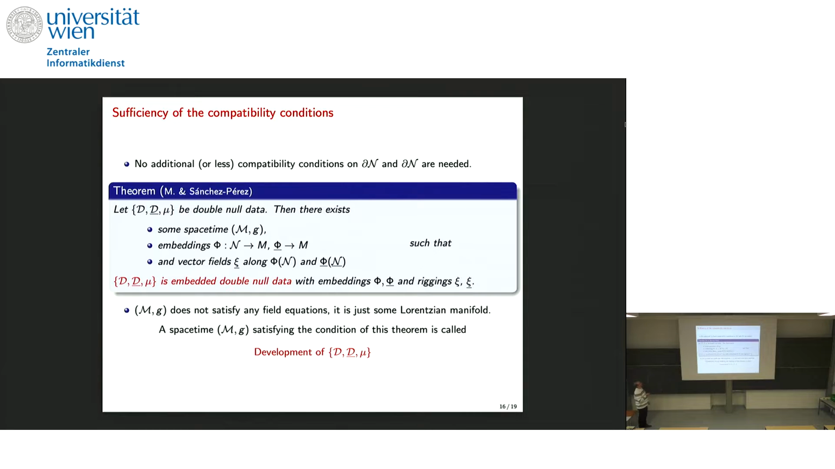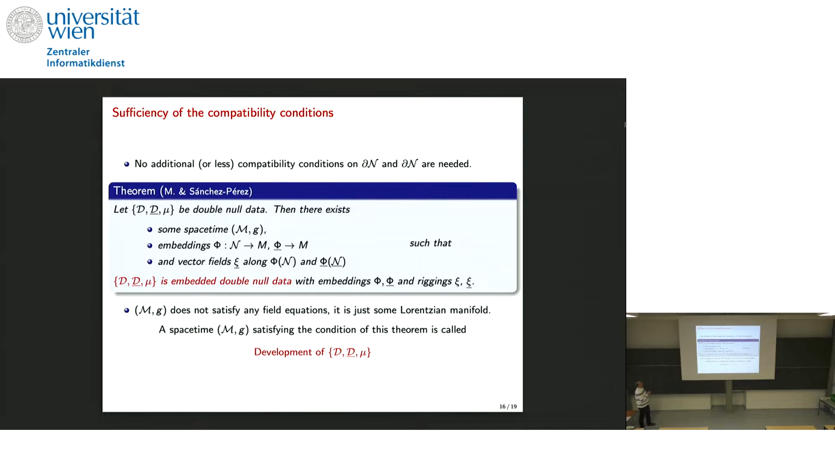It tells the following: if you give me any double null data, I can always find a space-time embedding so that this double null data can be embedded. So that means there are no extra conditions I need to impose, because whenever you give me those conditions, I can already construct a space-time where it can be embedded, okay?